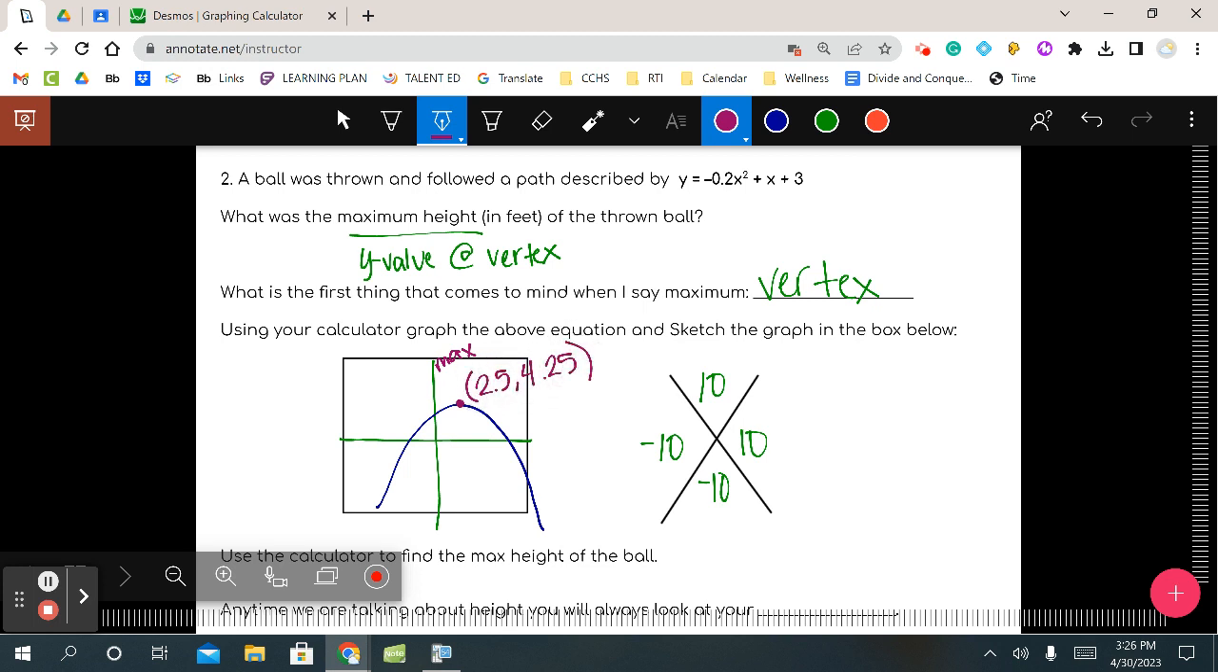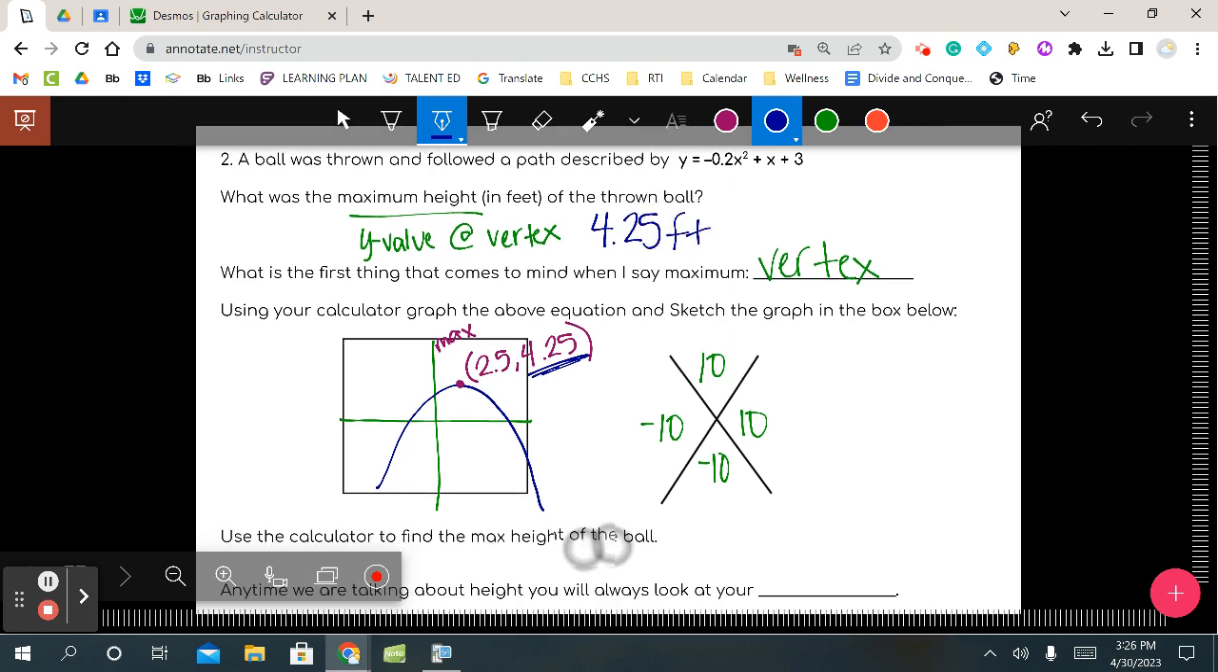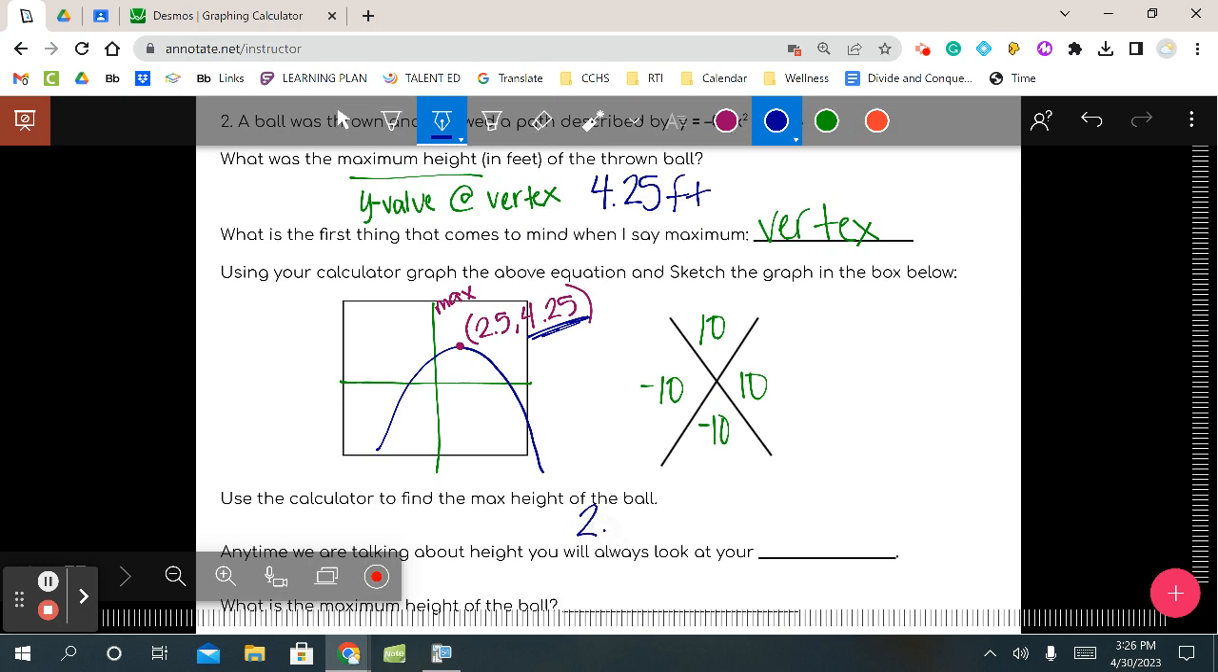Okay, so what is the max height? So this is your max height. So 4.25 feet is my max height of the ball. I'm going to also write that right here. Wow, wrong thing, guys. 4.25 feet. So anytime we are talking about height, you will always look at your y value of the vertex. That will tell you your height.